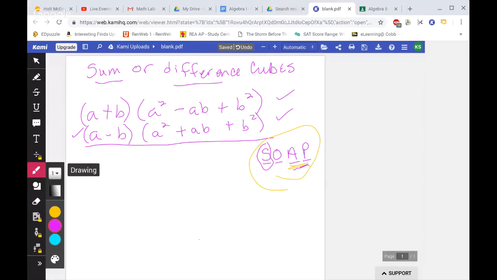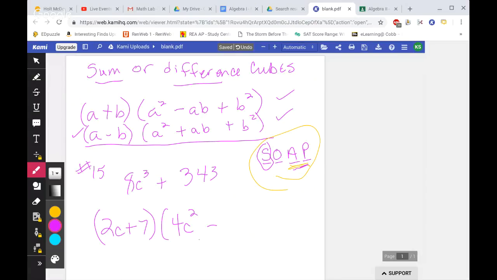Okay, so number 15 is 8c cubed plus 343. The first parentheses, I got 2c plus 7. You go. That's awesome. Then 4c squared, right? Yes. And then what's my sign? It would be minus. Good job.